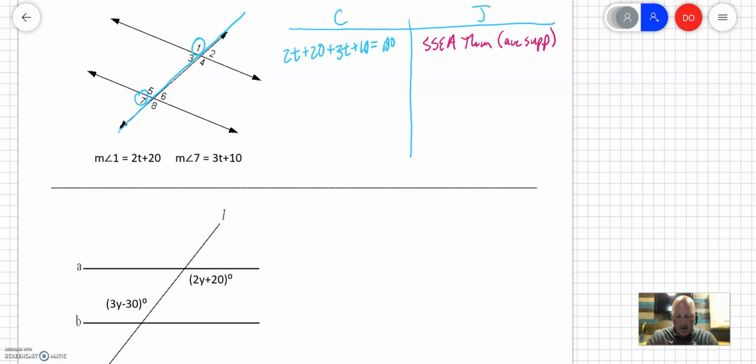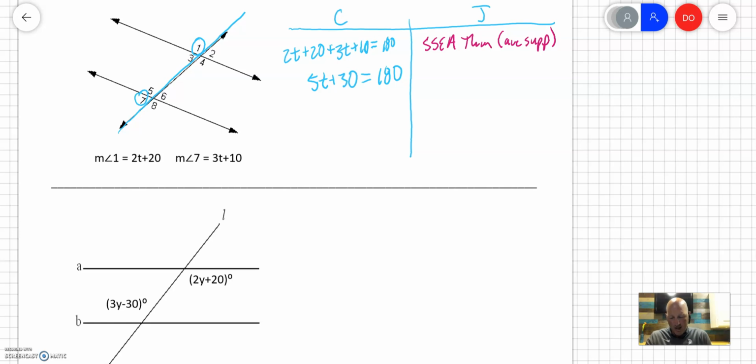Okay, so next step, I'm looking at the left side of the equation. I see the 2t and the 3t. I'm going to put those together to make 5t, and the 20 and the 10, I'm going to put those together to make 30. So I have 5t plus 30 equals 180.